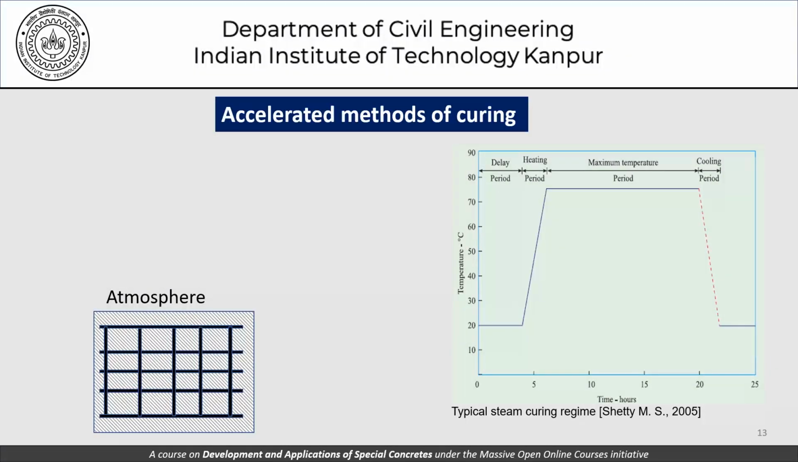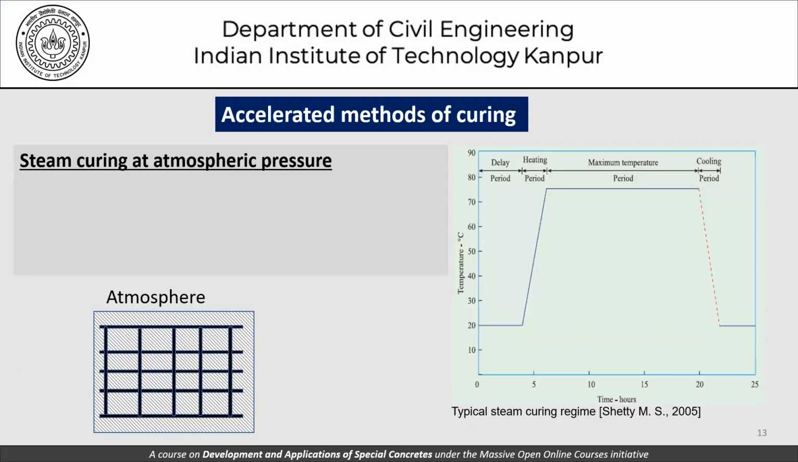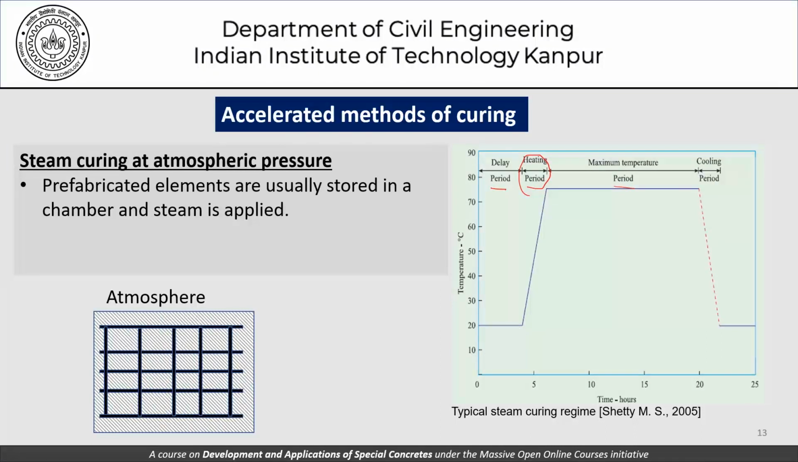Accelerated methods basically means steam. Actually, what we really do is have a steam cycle which says there's a delay period. We have to wait for a certain amount of time at least. Then we heat it from, let's say, 20 degrees to about 75 degrees. Maintain it at this temperature of 75 degrees and then cool the specimen or cool the concrete member back to 20 and let it be where it is. These prefabricated elements are usually stored in a chamber and steam is applied.